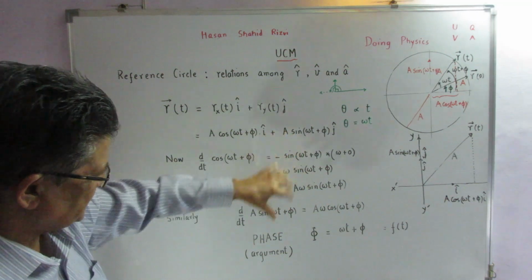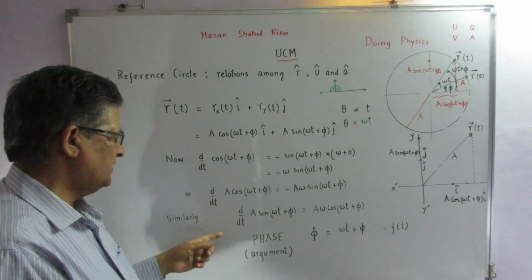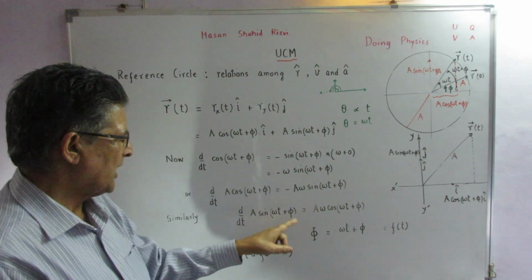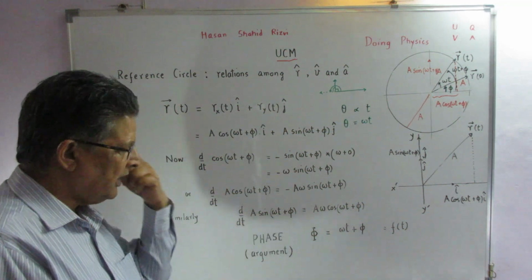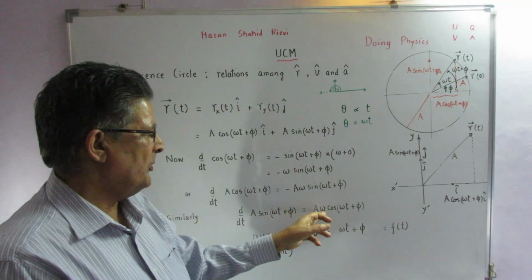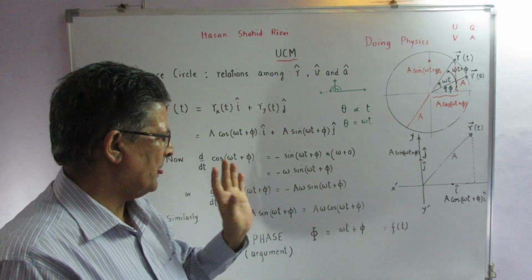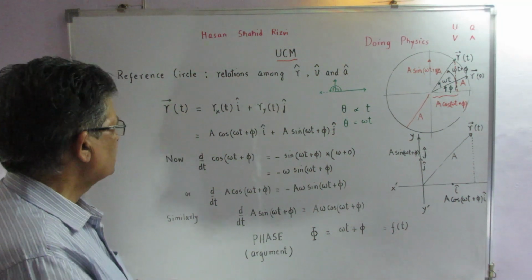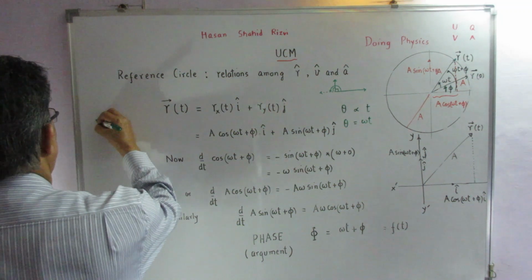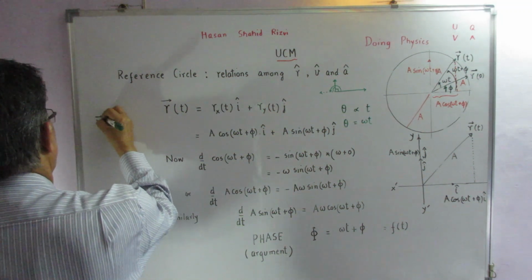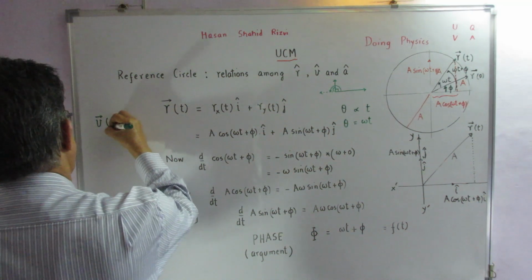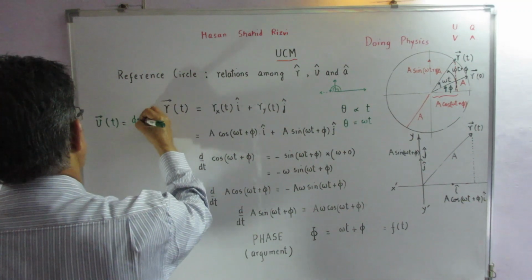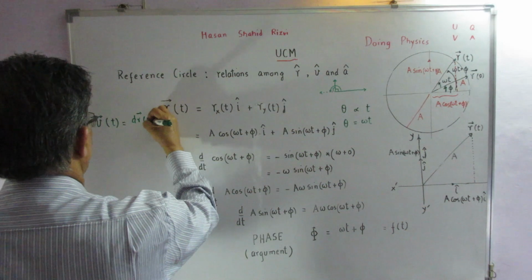And similarly, after this kind of an exercise, I can write d/dt of a sine of omega t plus phi is equal to a omega. Omega comes from the differentiation of the argument here, or the phase. So a omega cos of omega t plus phi. Okay, so these things we can introduce. If we differentiate, then we will get definitely the value of the vector v at time t, defined as dr at time t by dt.